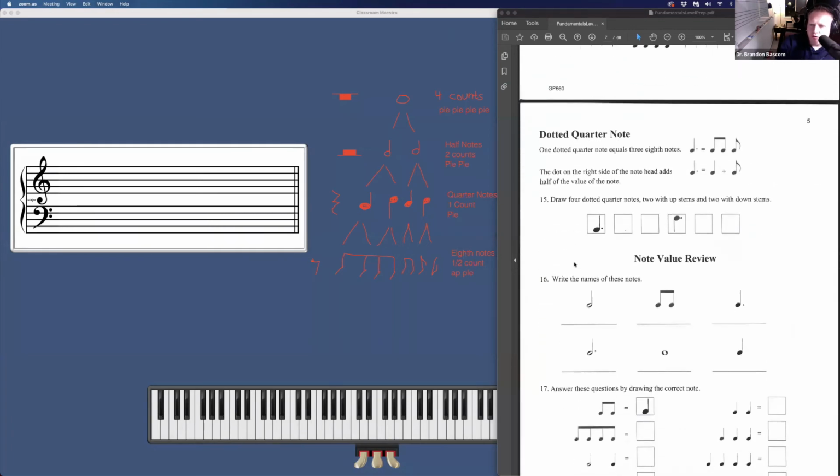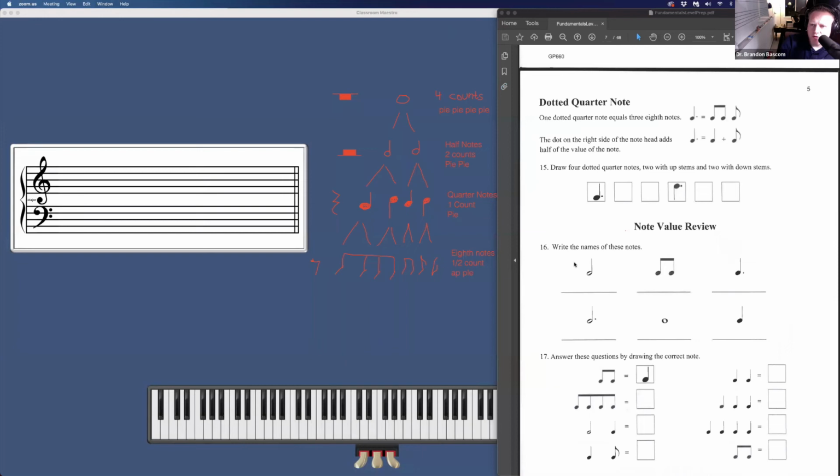All right, dotted quarter note. Again, quarter note is worth 1 count. Half of 1 is half. Half plus 1 is 1.5. So the dotted quarter note is going to get 1.5 beats. So we're going to color that in, give it a stem, give it a dot. Okay, note value review. Everything that is on this page we've already gone over in pages 2 through 5. So check that out. A little bit more music math.